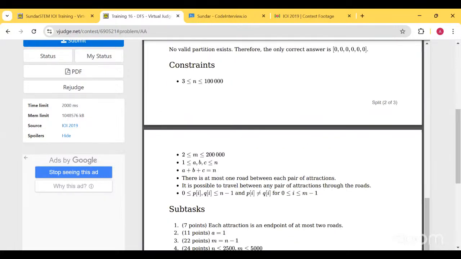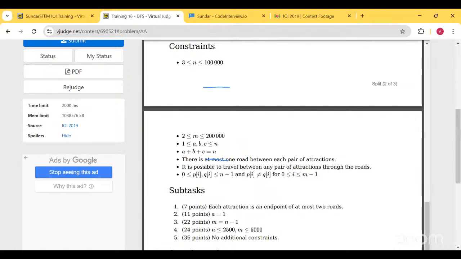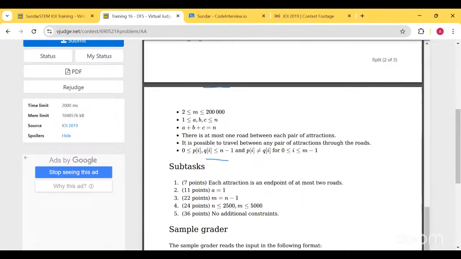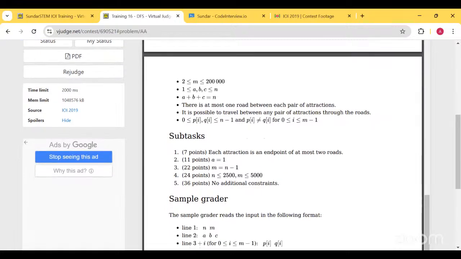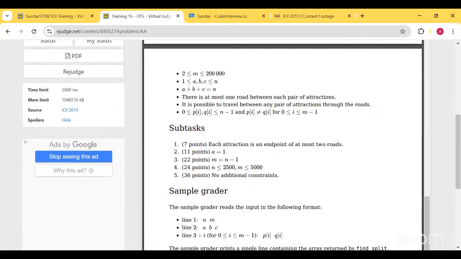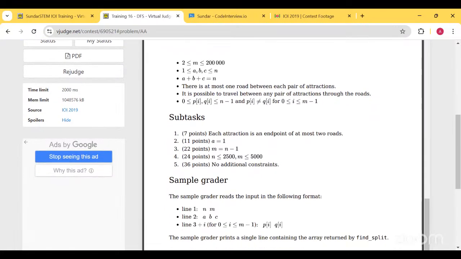And the constraint is n up to 100,000, m up to 200,000, a plus b plus c equal to n. All right. There are no multiple edges, the graph is connected, and there is no self loop. All right. It is normal. Okay.